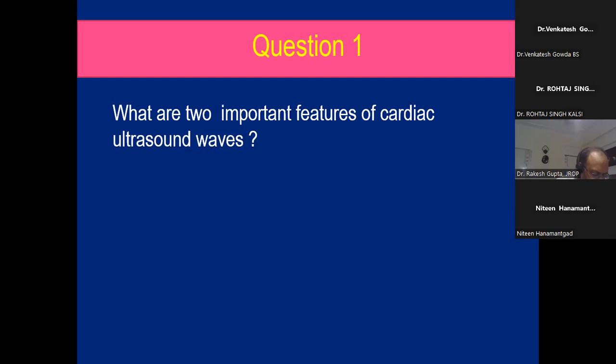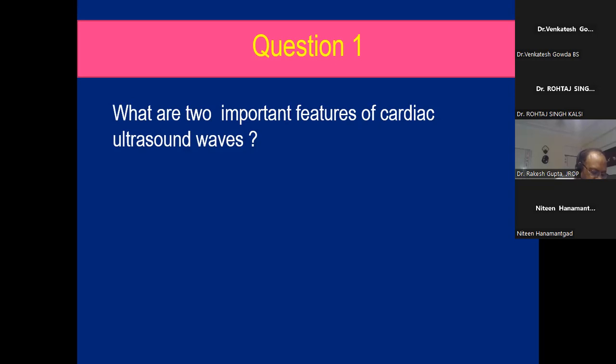The sounds are sent and they are received by the piezoelectric crystals. They analyze the picture. This is a very simple answer. They do imaging, they give you Doppler studies. Yes, very simple. The two answers are that they give imaging and a Doppler study. That's what the cardiac ultrasound waves are.